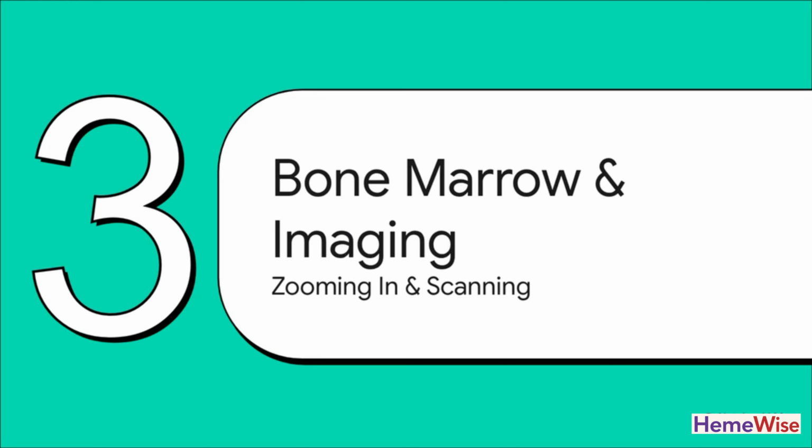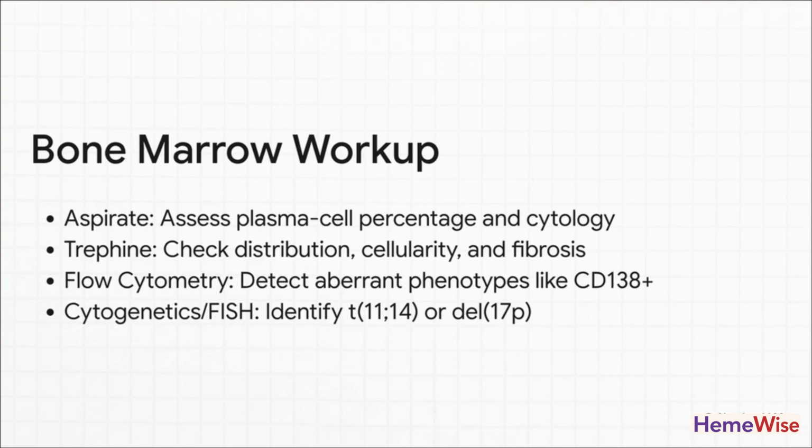Let's move to Section 3, bone marrow and imaging selection. To get a complete marrow assessment, you really have to synthesize multiple high-resolution viewpoints. We integrate the aspirate percentage with flow cytometry to detect aberrant phenotypes, like neoplastic cells that are CD138 positive but CD19 negative. And critically, we have to run cytogenetics and FISH on enriched plasma cells to define genomic risk. We're hunting for drivers like translocation 11;14 or a high-risk deletion 17p.